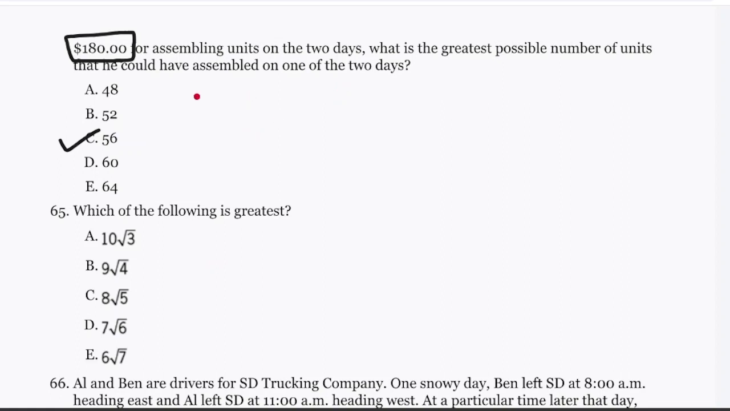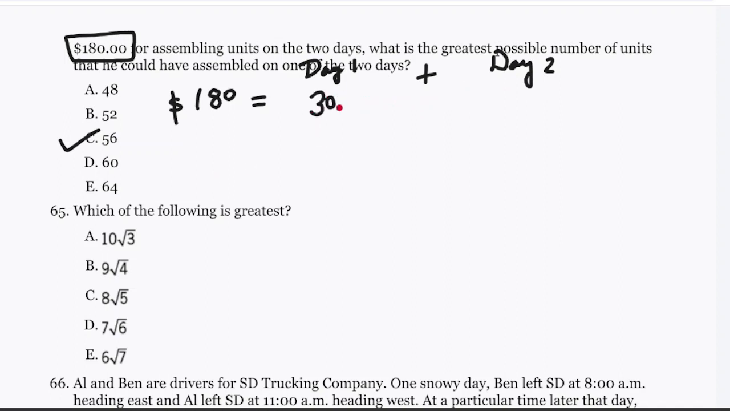So totally he is going to get $180 as per the question, right? On day 1 and day 2 together he is going to earn $180. They said greatest possible number of units on one day. That means on day 1 or day 2, on either of these days, he has assembled the minimum units. Minimum means 30 at least, they have said.